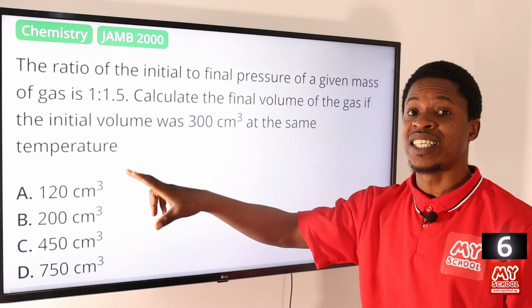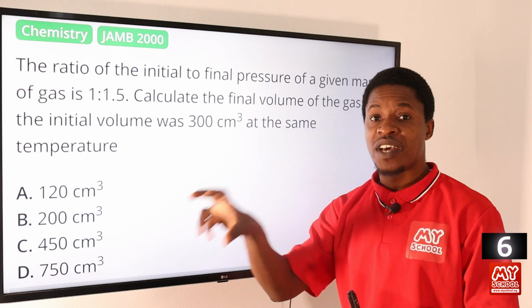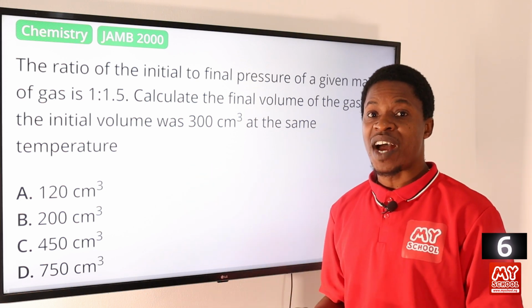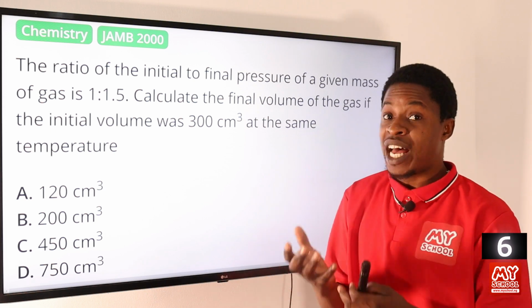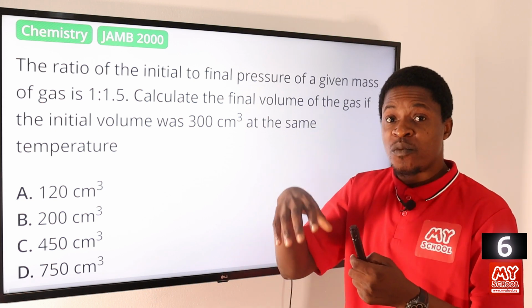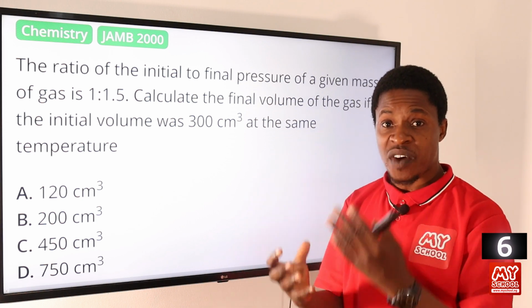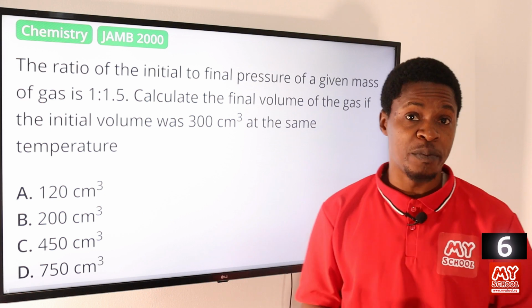And what does it state? It states that the volume of a given mass of gas is inversely proportional to the pressure, provided temperature remains constant. So as pressure is increasing, volume will decrease, or as volume is increasing, pressure will decrease. So it is inversely proportional. So let's go to the board now.